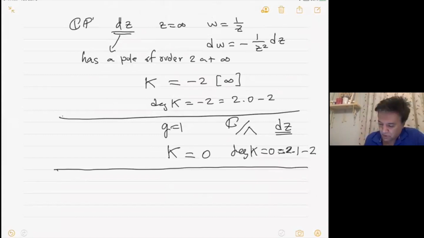So what is the statement of Riemann-Roch for genus 1 curves? It's l(D) is the degree of D plus 1 minus 1.